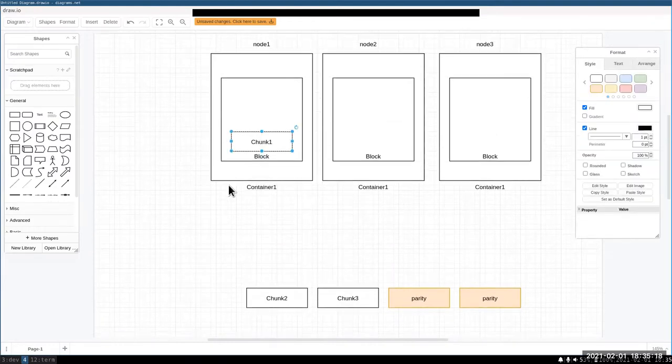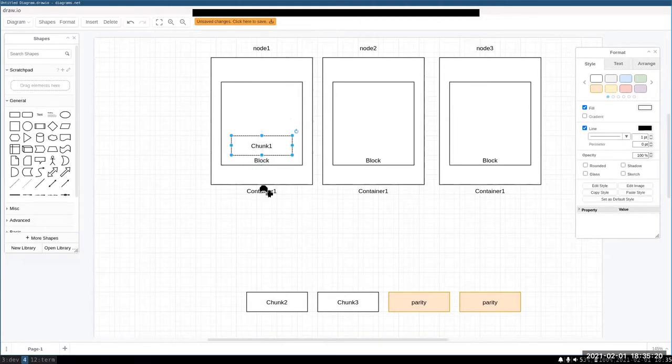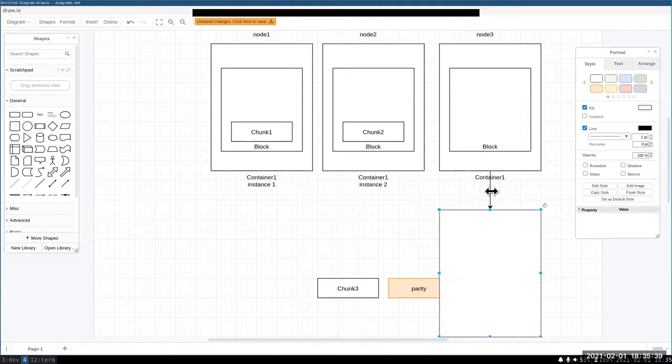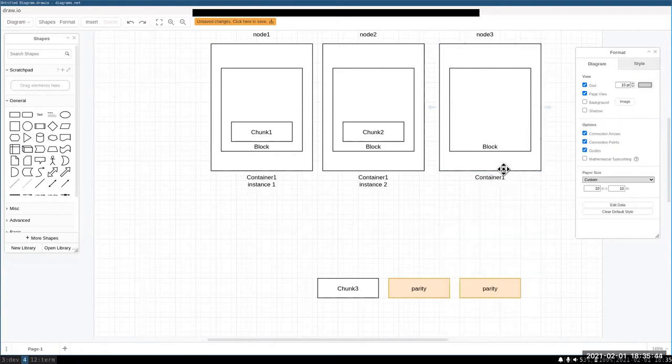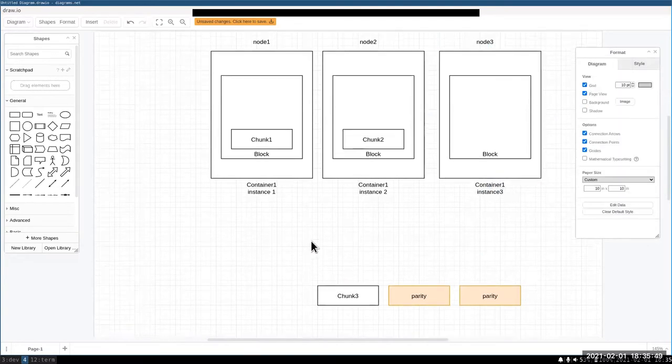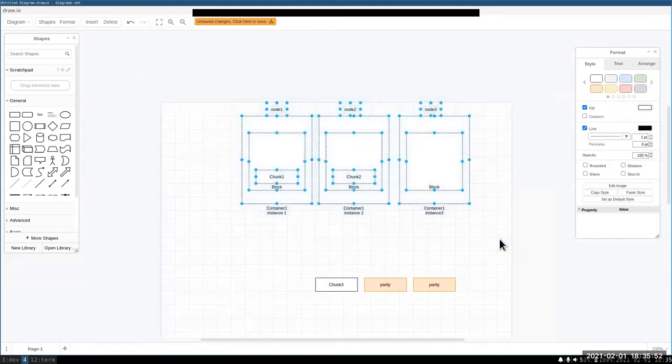So the first chunk will be uploaded to the first container instance. The second chunk will be uploaded to the second container instance. So they are not the same anymore, and we need to differentiate between them: instance two. But this is the same container. The container is ID 1, but we have three instances. Oh, actually more, because I need to store the parity blocks as well.